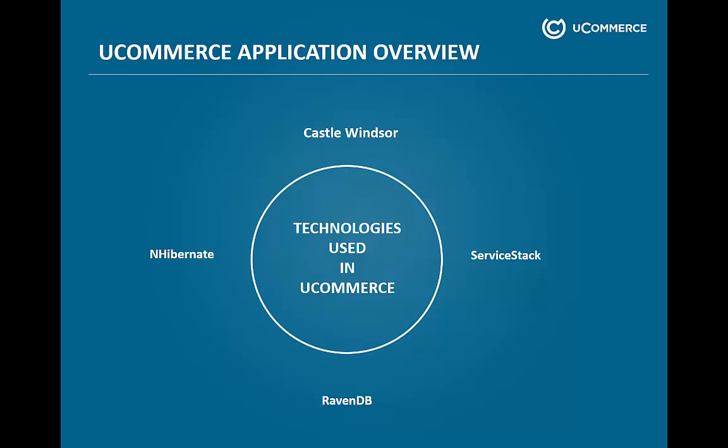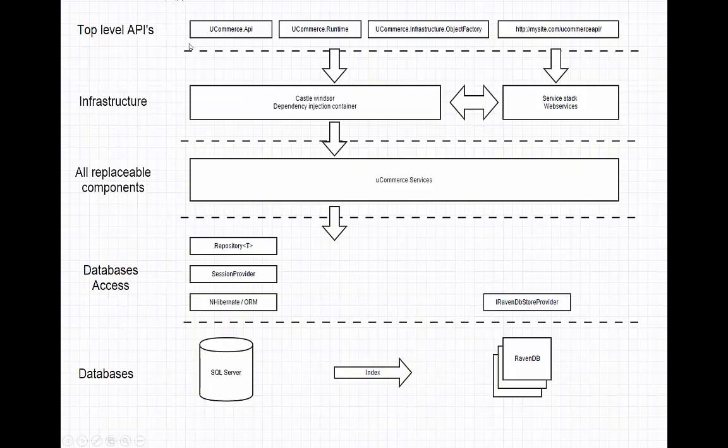RavenDB is a document database that is built on top of Lucene. We use it mainly for search in Ucommerce, so our facets and our full text search is all based on Raven. As you can see in our top level APIs, we have a Ucommerce API and a Ucommerce runtime.